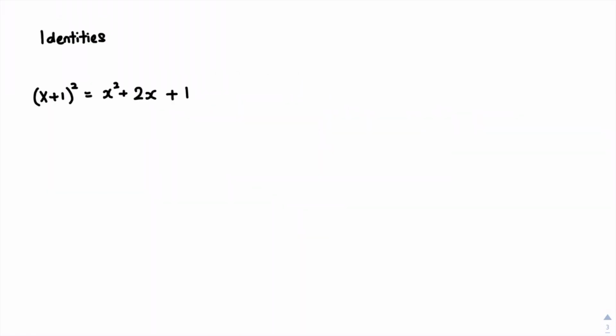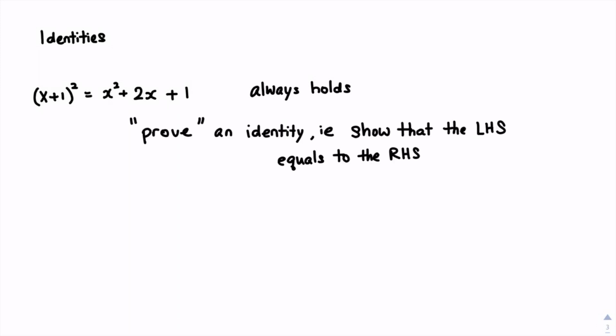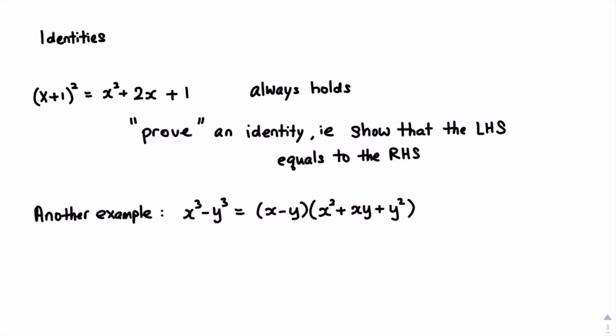What are identities? This is an example of an identity. If you know your algebra, you know that the left-hand side, (x plus 1) squared, is actually equal to the right-hand side, x squared plus 2x plus 1, regardless of the value of x. So an identity is just a relation that is always true. And so when we are given an identity, what we are trying to do is prove the identity. In other words, we want to show that the left-hand side is equal to the right-hand side, regardless of the value of x. Here I have another example.